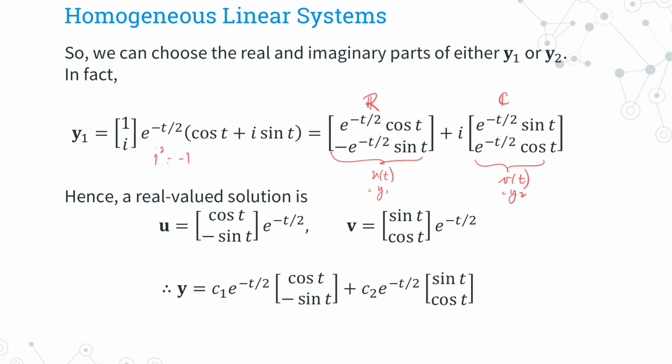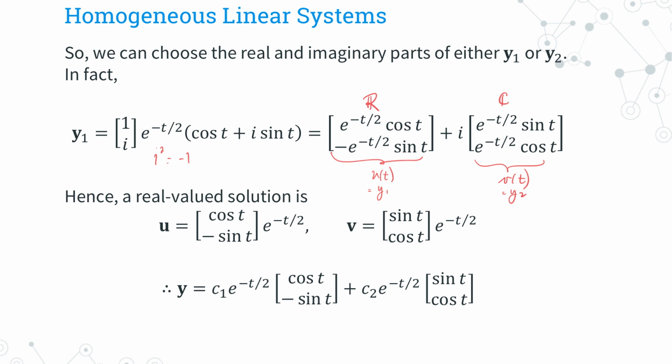So we would have u being, if we took the e to the negative t over 2 to the outside, we'd have cosine t and negative sine t inside our u. And then in our v vector, we'd have sine t and cosine t with e to the negative t over 2 on the outside. So that is our y1 and our y2 respectively.